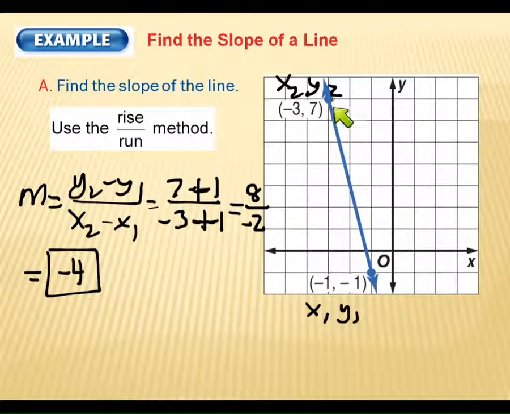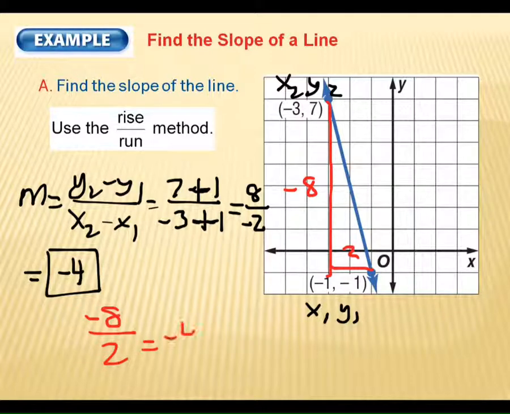Another way you can do it is you can just pick 2 points on the line, which I already went ahead and picked these 2 points, and you do how much you go up or down divided by how much you go left or right. So let's say I'm going from this point to this point. I'm going to go down, that's 8 units, so that's a negative 8, and to the right, 2 units, so that's positive 2. I do rise over run, that still gives me negative 4.